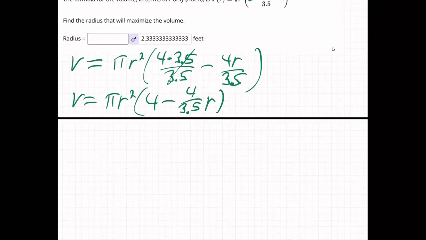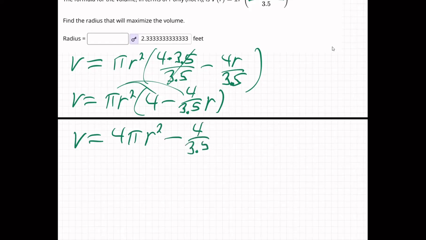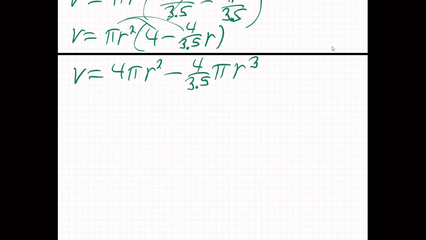All right. And now I still haven't done the derivative. Now I'm going to distribute. Boom, boom. So that'll be 4 pi r squared minus 4 over 3.5 pi r cubed. That makes sense? Because the pi r squared multiplies the 4 to give 4 pi r squared, and the pi r squared multiplies this, so we get 4 over 3.5 times pi r squared times r, which is pi r cubed. All right, now we're ready to take a derivative.